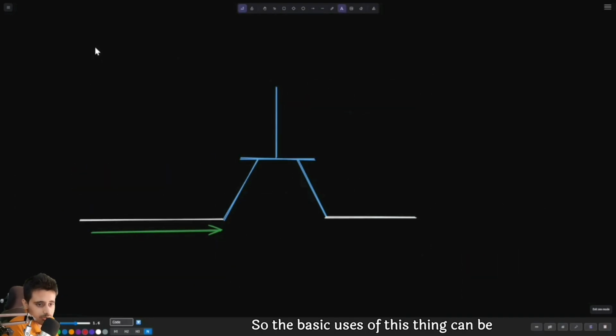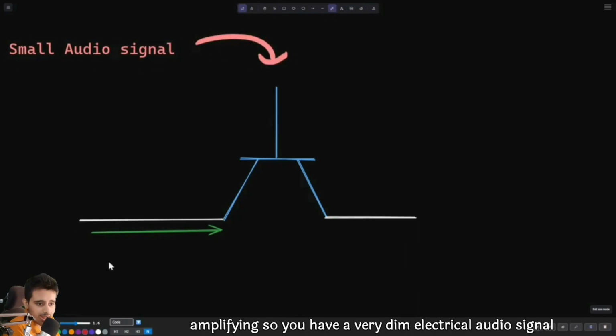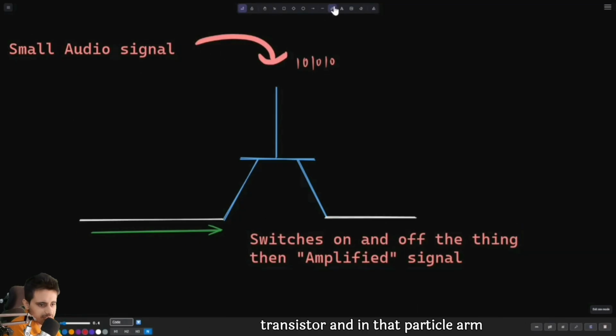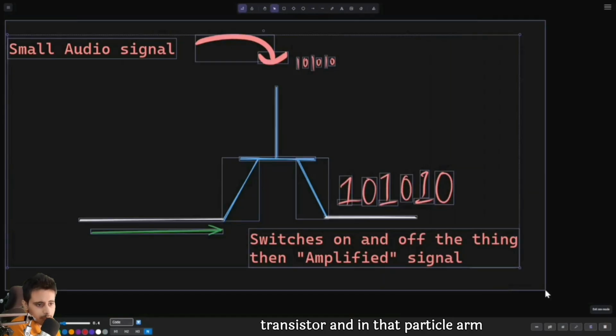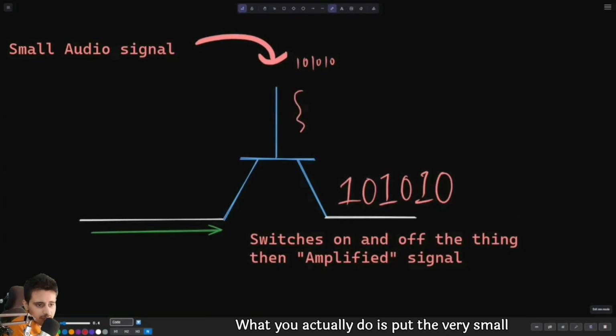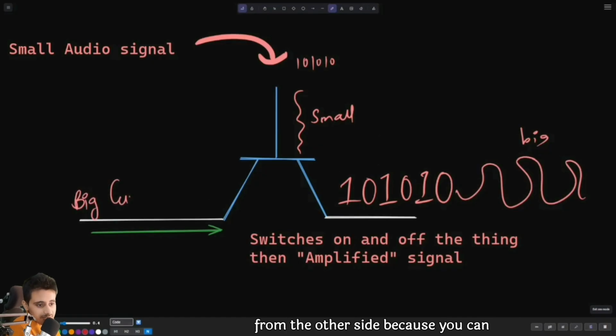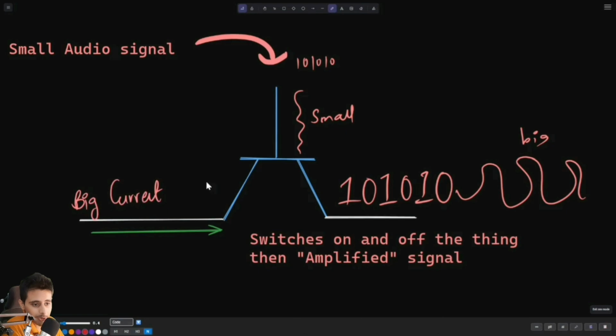The basic uses of this thing can be amplifying. You have a very dim electrical audio signal that is connected to this particular arm of the transistor. In that arm, you put the very small signal, and the big signal can be produced from the other side because you can give a big amount of current from this particular arm.